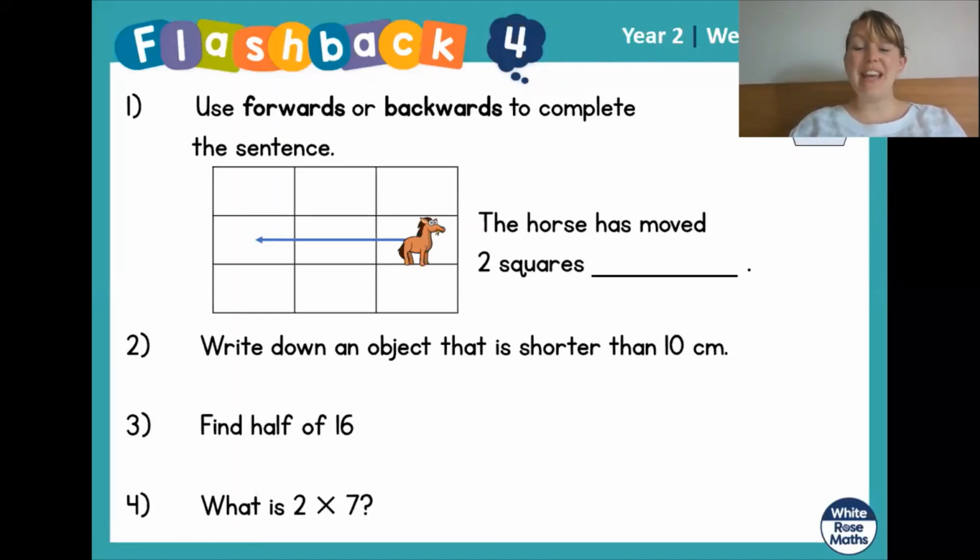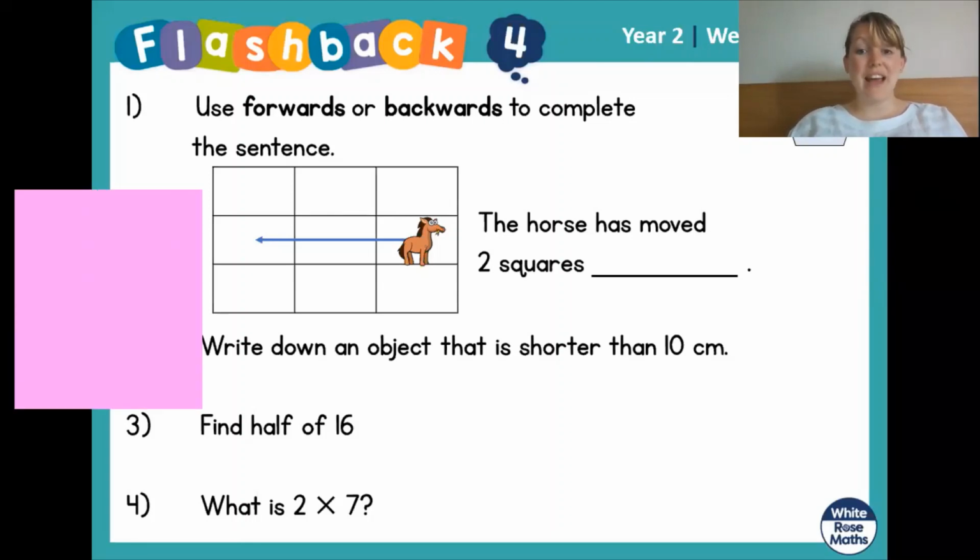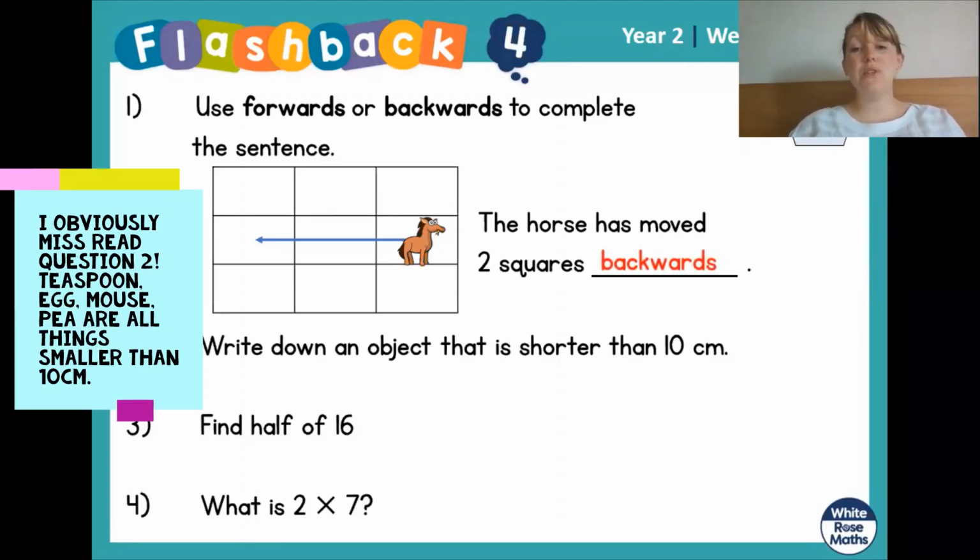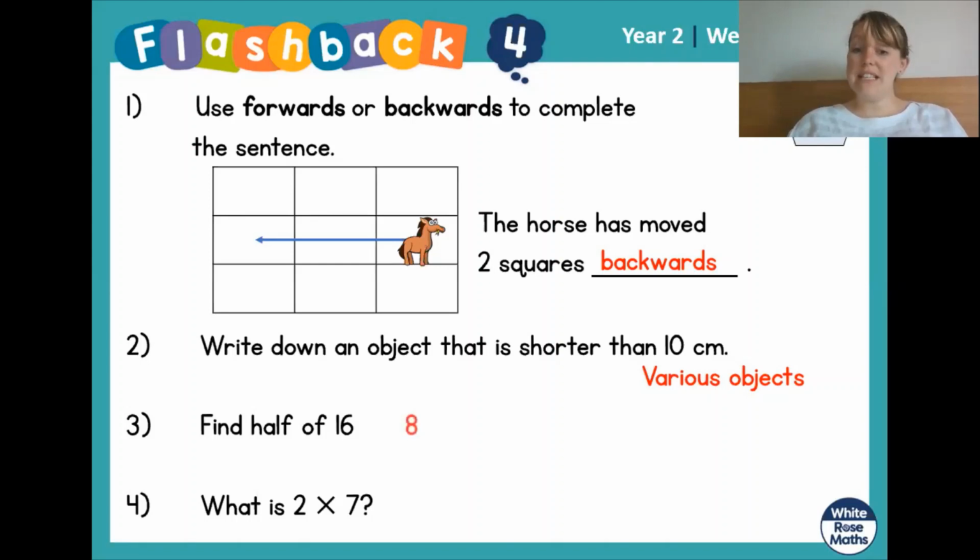Okay then Year 2, here's your flashback 4. Pause the video now while you answer these questions. Are you ready for the answers? So, as you can see, the horse has moved 2 squares backwards. Now, there are various objects that could be larger than 10. Half of 16 is, of course, 8. Remember, we're splitting the 16 objects into 2 groups to make a half. And 2 lots of 7 is, of course, 14.